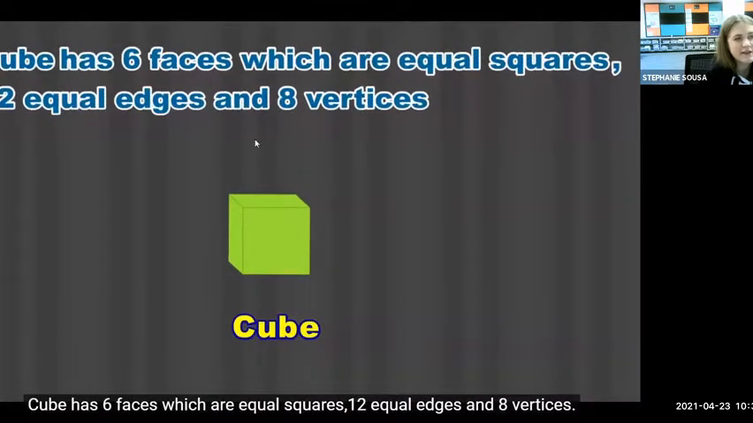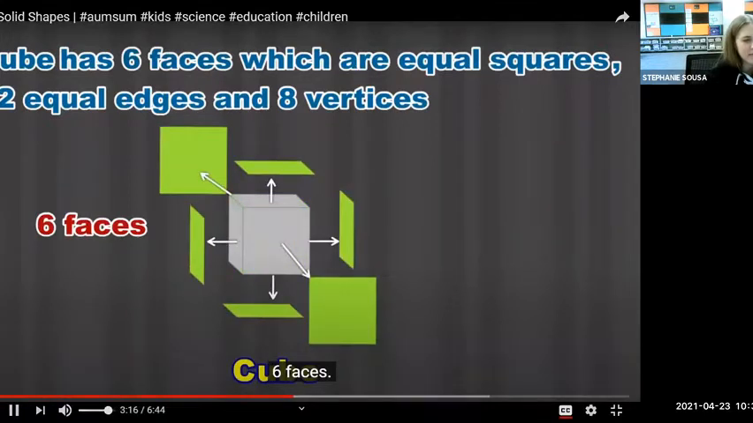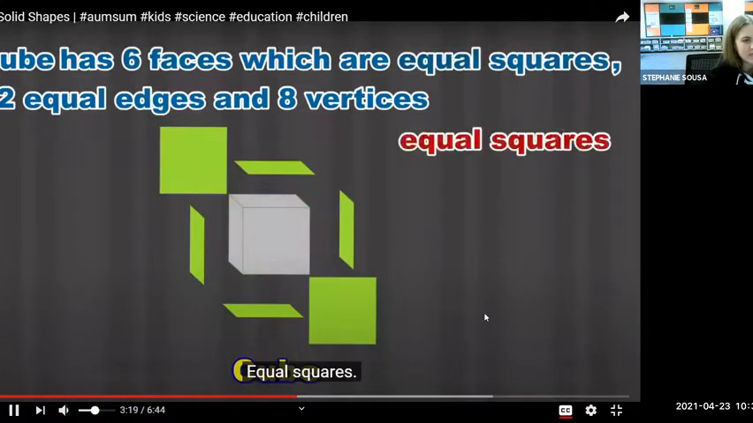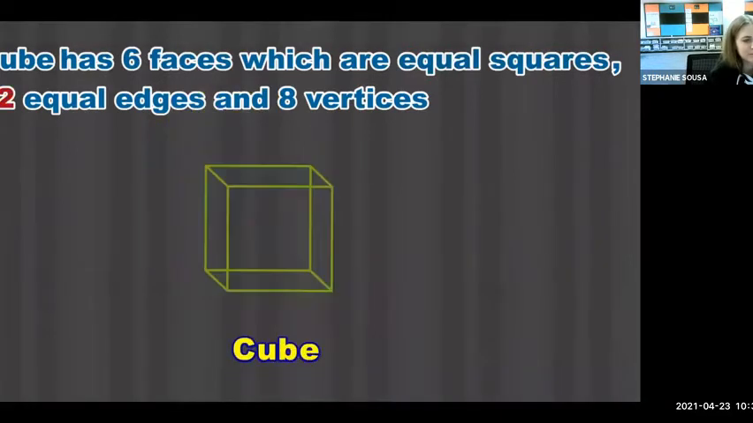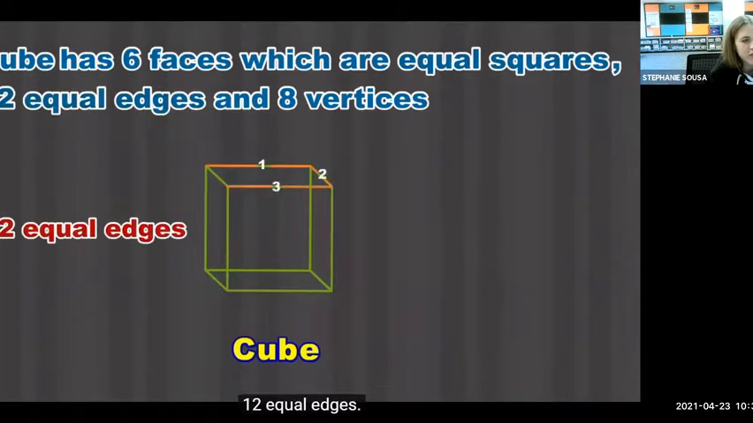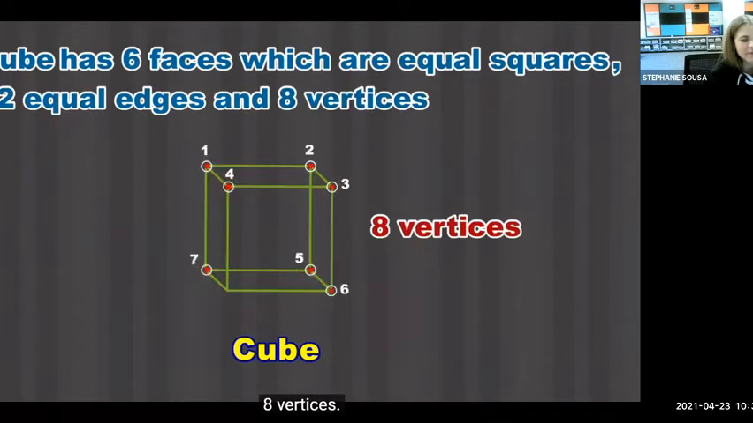Cube has 6 faces, which are equal squares, 12 equal edges, and 8 vertices. This is the deconstruction of that shape. 12 edges. Remember, edges are where 2 faces meet. And 8 vertices, where 3 edges come together.